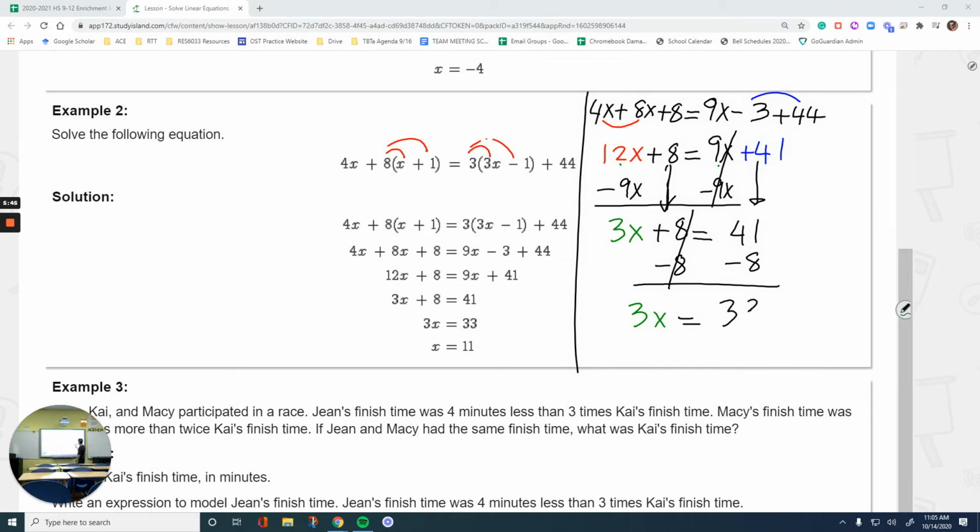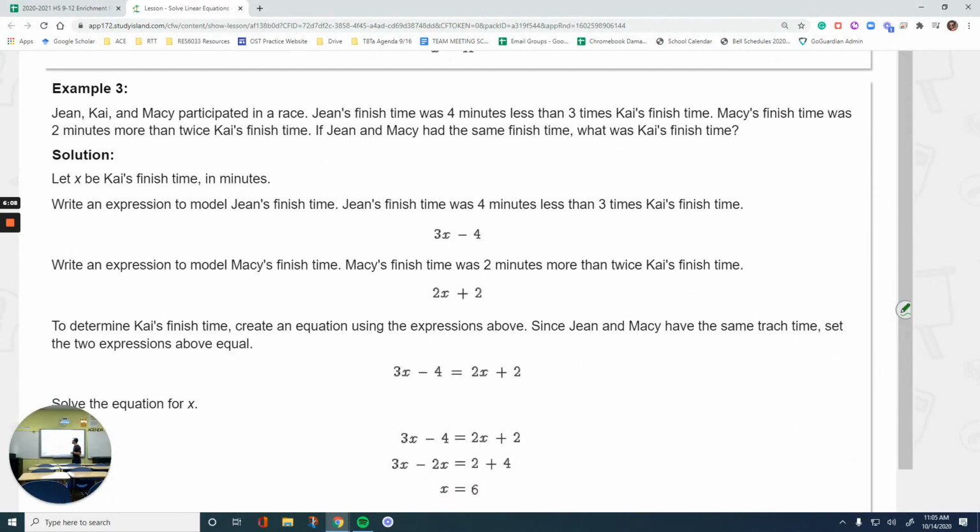That's 33. To get the x by itself, I have multiplication. I need to do the opposite of multiplication, which is division. So x would be equal to 33 divided by 3 is 11. Okay, now we have one more question.